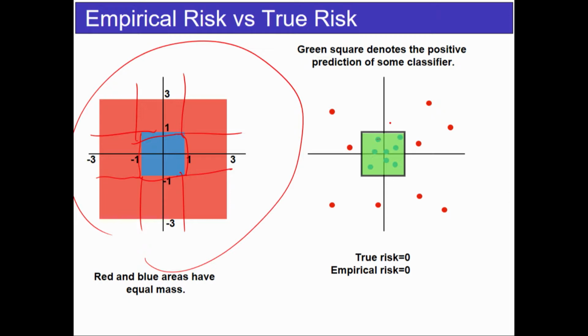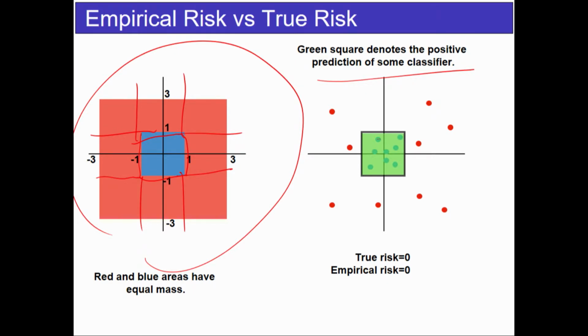Okay, inside the square you have blue circles, and outside the square you might have red dots. So that's how a typical data set would look. And you can have the ideal classifier, which is say the green square. The green square simply denotes the positive area of a given classifier. I'm not going to show the negative area. Anything which is not positive is negative.